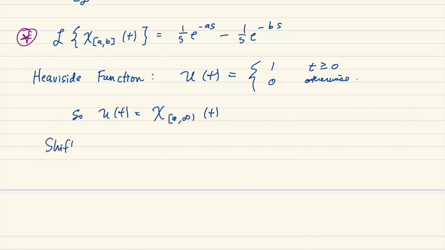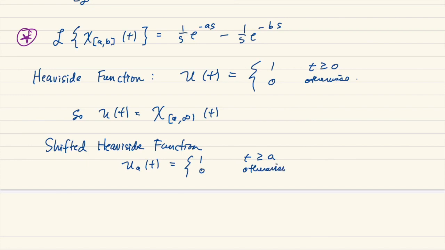What we're going to do is the same thing that we did with the Dirac delta. We're going to shift it by a. So the shifted Heaviside function, we're going to denote u sub a of t. And this is going to be 1 if t is greater than or equal to a, and 0 otherwise. Again, for the sake of our course, we're always going to assume that a is positive.